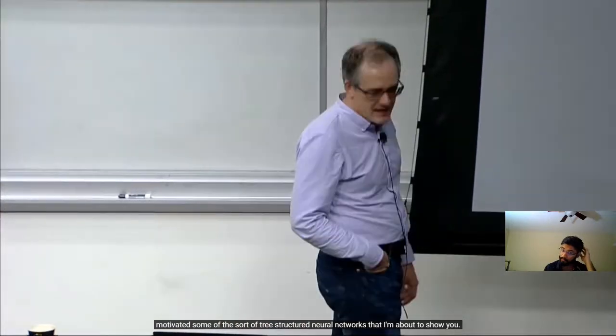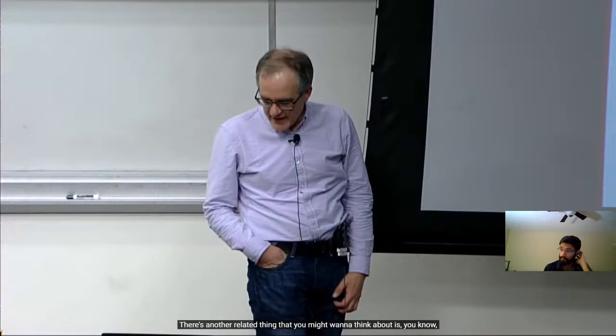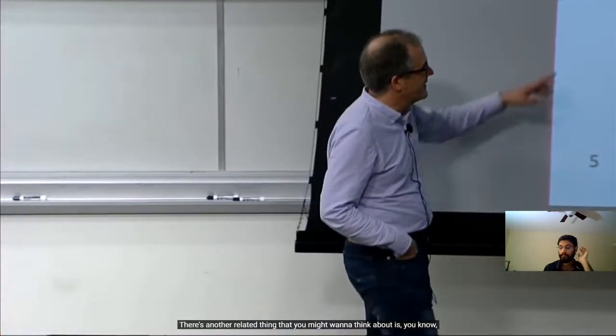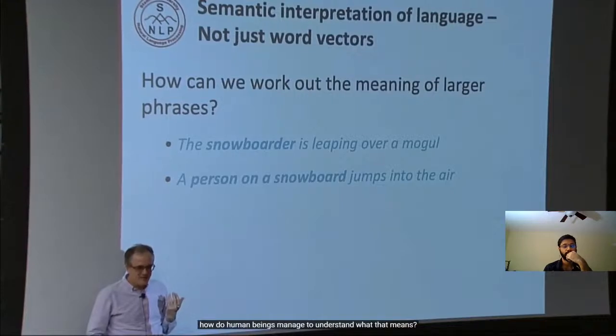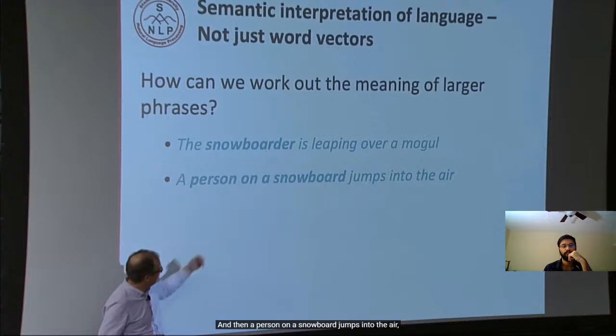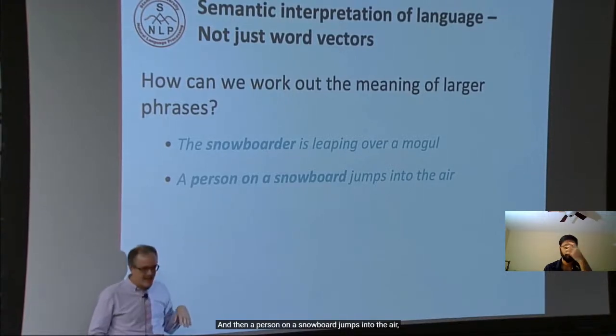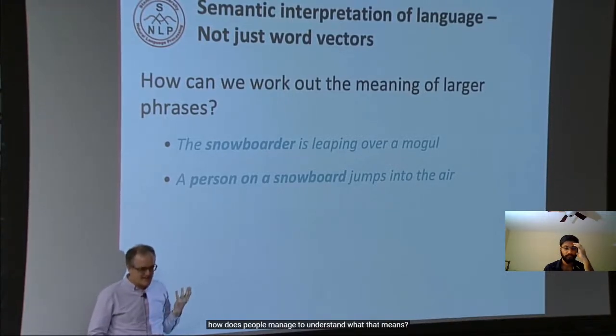That's the central idea that motivated the tree-structured neural networks I'm about to show you. There's another related thing you might want to think about: a person on a snowboard, how do human beings manage to understand what that means? And then a person on a snowboard jumps into the air, how do people manage to understand what that means?